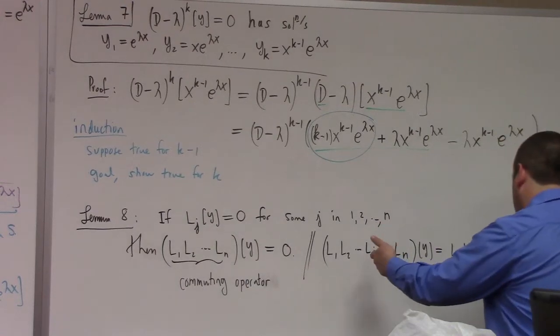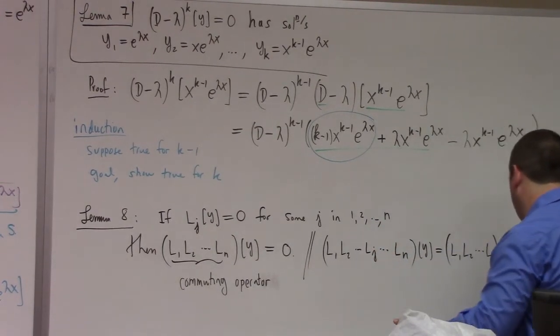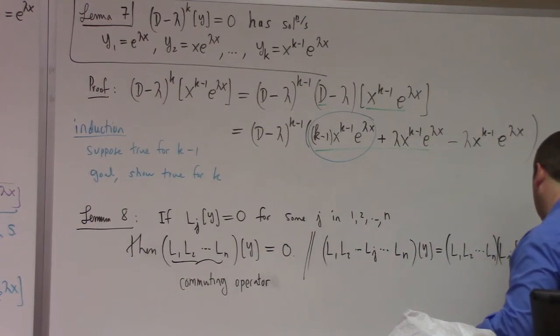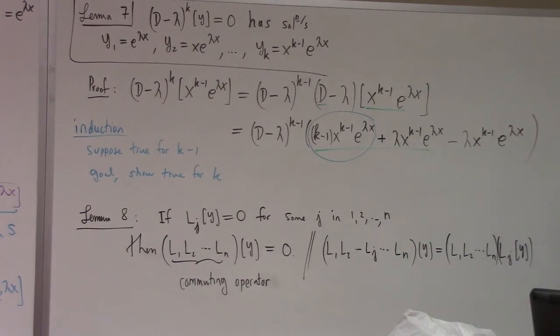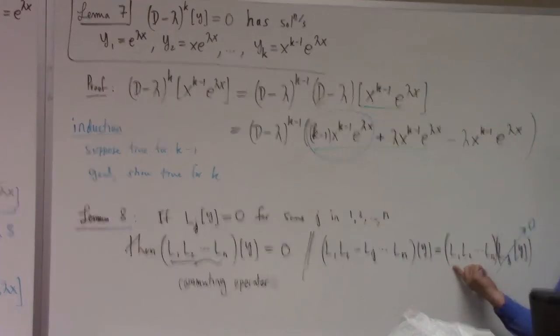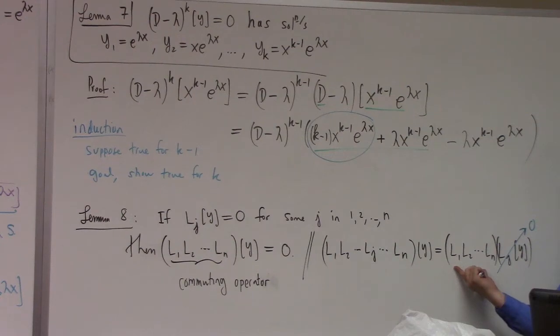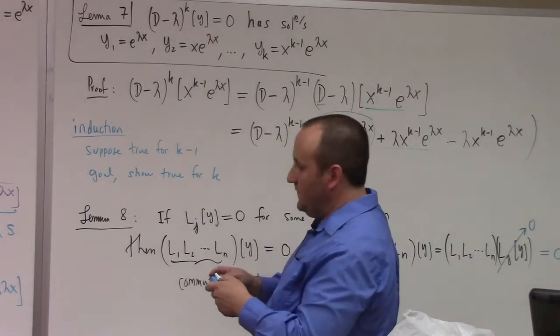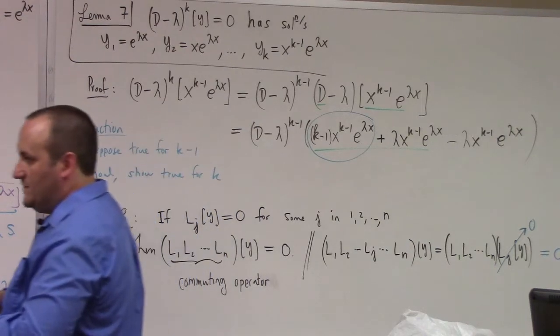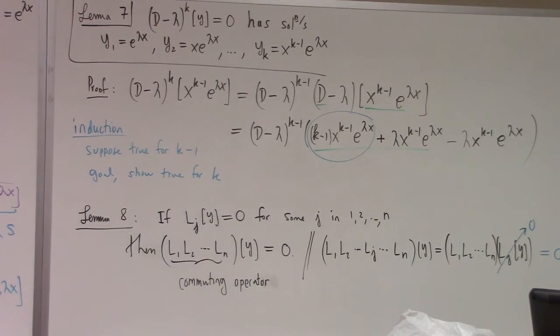You just bring Lj to be the first one, right? Let it act on y. We're assuming that it's 0. And then this is again a linear operator, and if we feed a linear operator 0, we get 0. This is important because it means that we can divide and conquer. When we have a polynomial that has more than one kind of factor, it suffices to figure out what happens with each different factor, and then we can solve.